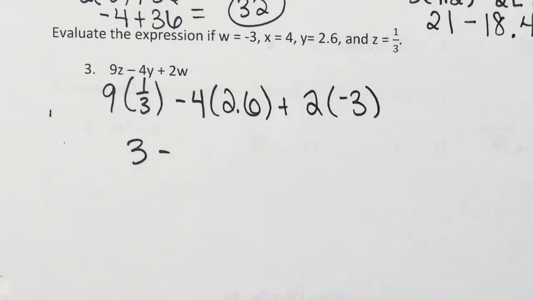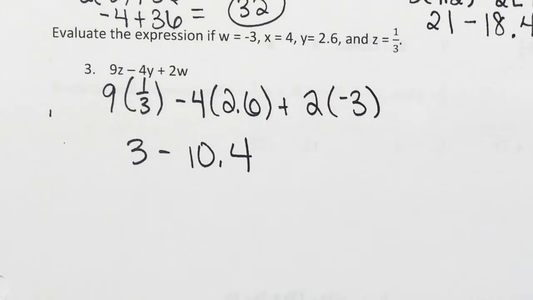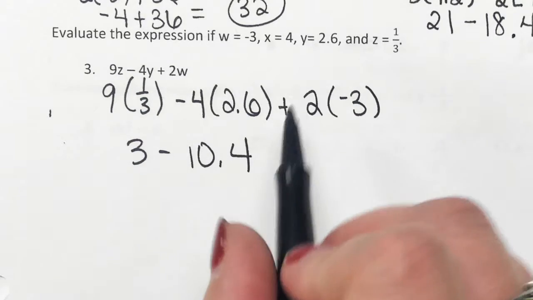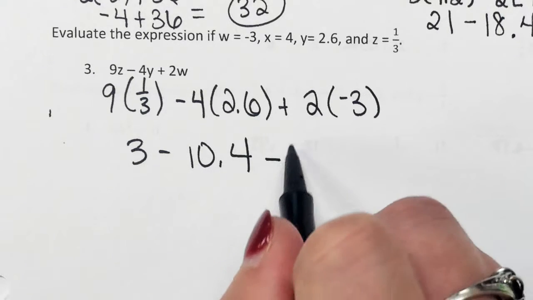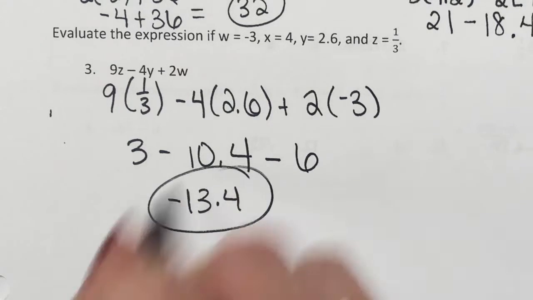All right, and then what was 4 times 2.6? Go. What you got? 10.4. And then what's 2 times -3? Negative. So instead of putting this plus sign, I'm going to put a -6. And then what can you get from there? You subtract. Use your calculator. Type it all in. What you get? Type the whole thing in. 3 minus 10.4 minus 6. Negative 13.4. Very nice. Y'all okay? Anybody lost?